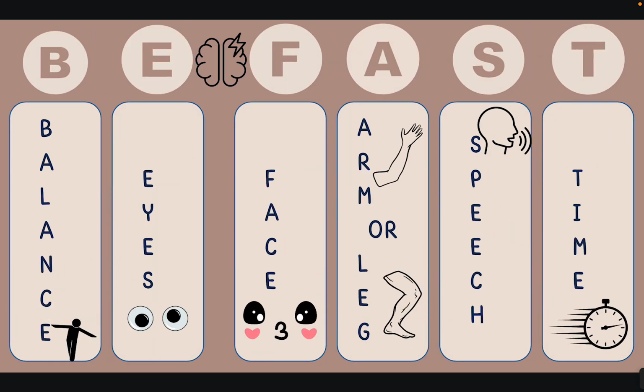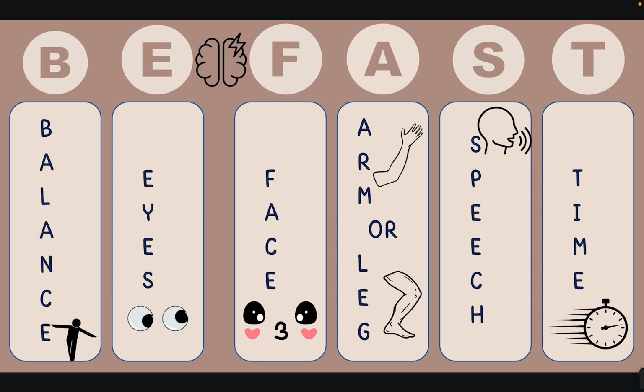So I want you guys to think about BEFAST. This is something that I memorized in nursing school, and now I use it without even thinking about it when I get a patient that comes in for a possible stroke. Okay, this is going to allow you to ask the questions that are needed, okay, while you're assessing your patient. So you want to assess their balance. You want to see if they're having any issues walking, if they have any unilateral weakness, clumsiness, etc.